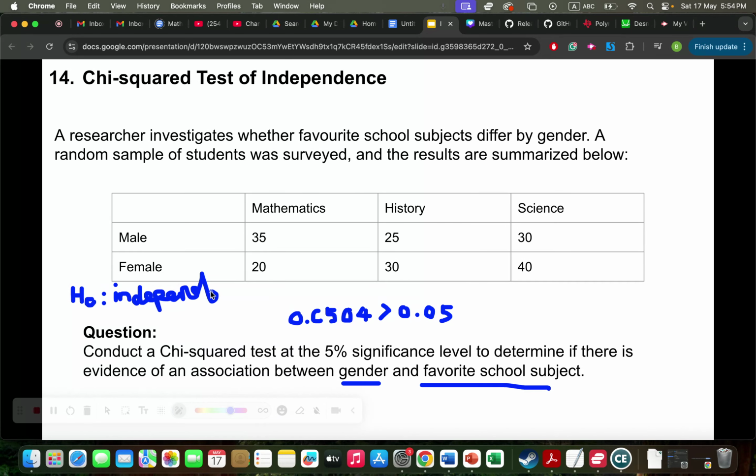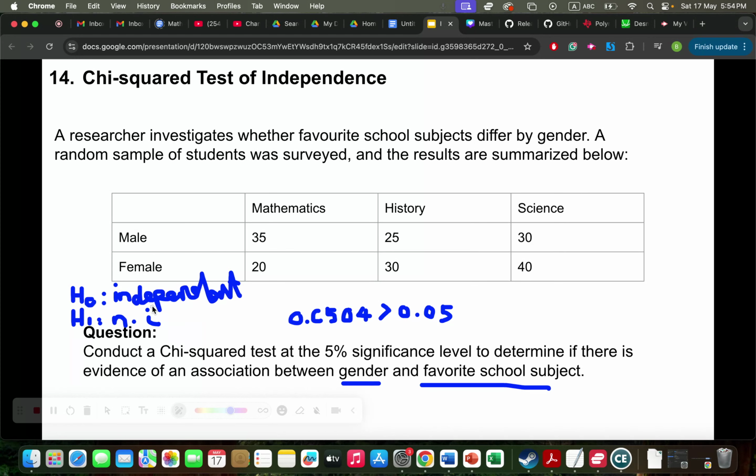So H0 says it's independent between the gender and the favorite school subject, and H1, which is the alternative hypothesis, we assume that they are not independent. I'll just put NI to refer to not independent. Since we have the p-value greater than this, it means that we fail to reject the null hypothesis, because there's obviously not enough evidence for that.